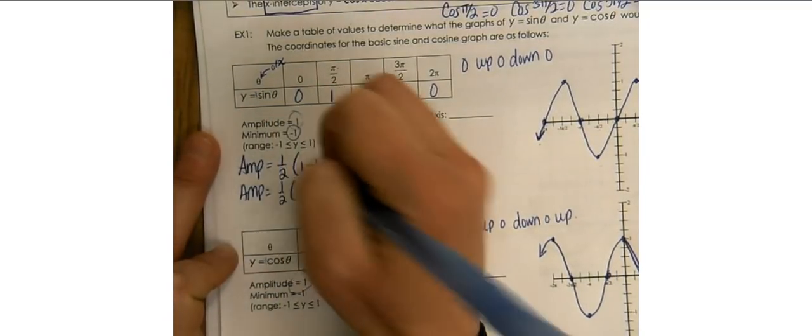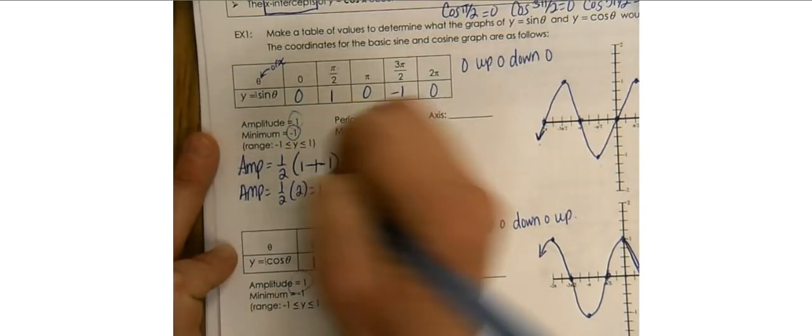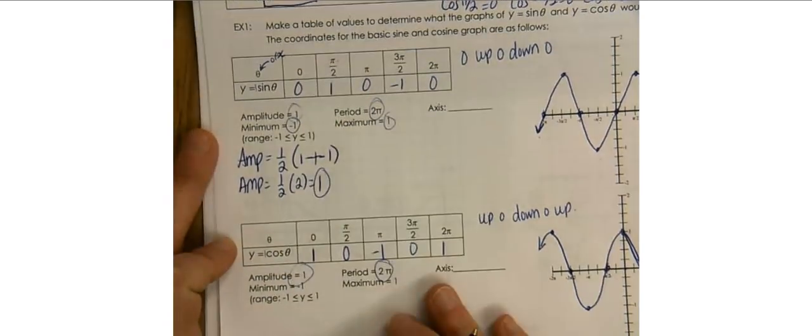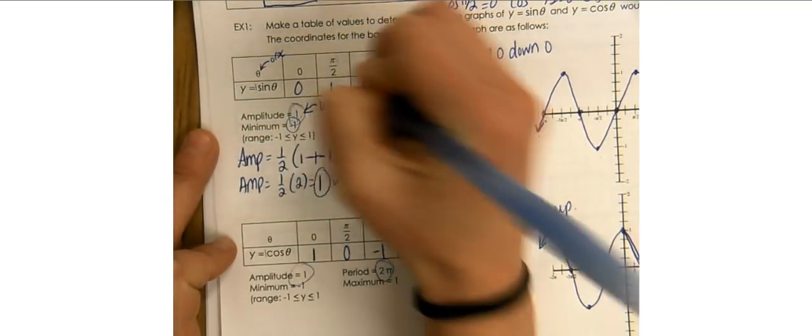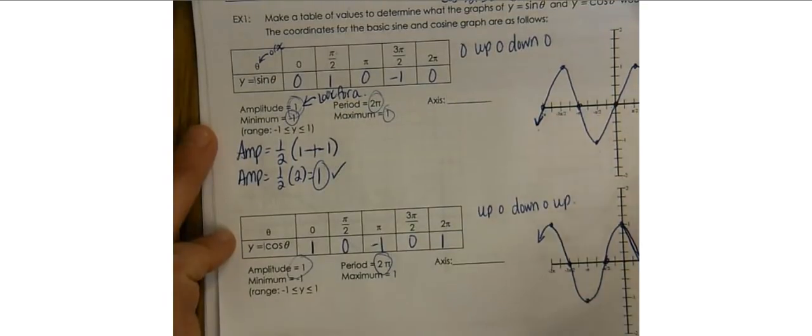And your amplitude is going to be equal to 1/2 times 1 plus 1, which is 2. Half of 2 is equal to 1. Now this work you do not need to show. Essentially, you're going to be looking for A. Look for your A value. That's going to be the number that's in front of sine or cosine.